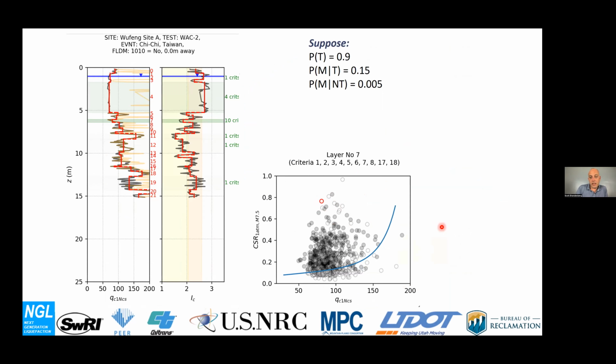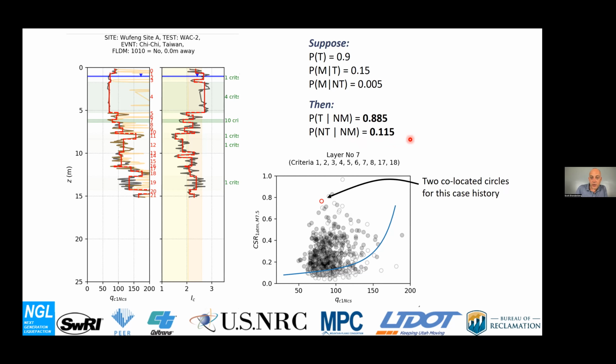And so if we assume that the probability of triggering is 90%, and the probability of manifestation given triggering is only 15%, because this layer is fairly deep and it has a strong crust on top of it, and we assume the probability of manifestation given no triggering is only 0.5%, then what we would find is that the probability that this layer triggered, given that no manifestation was observed, is actually 88.5%, and the probability that it didn't trigger is only 11.5%. So one approach that we're thinking about is to put two circles co-located on the same spot, a closed circle with a weighting factor of 88.5% and an open circle with a weighting factor of 11.5%. So that would be one way of doing it, and that would make this point not be a false negative prediction or false positive prediction, right?